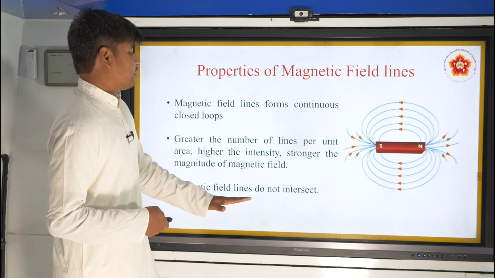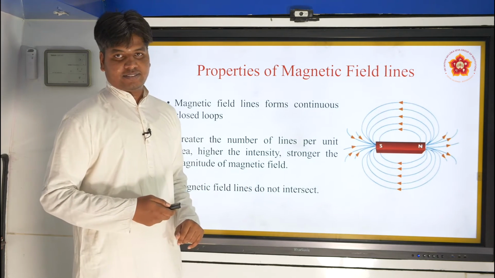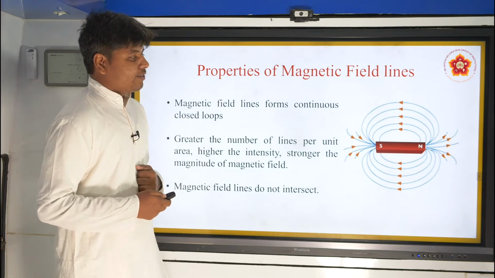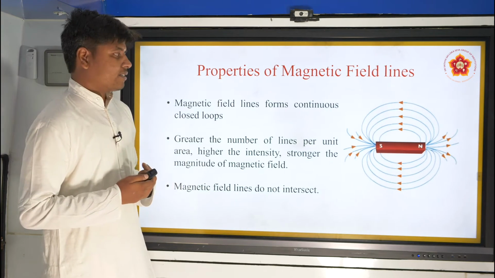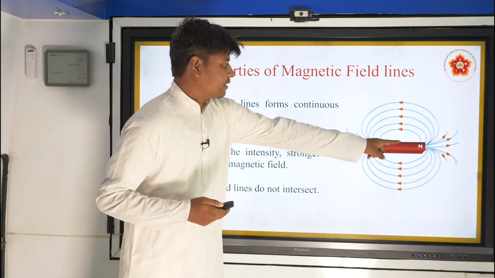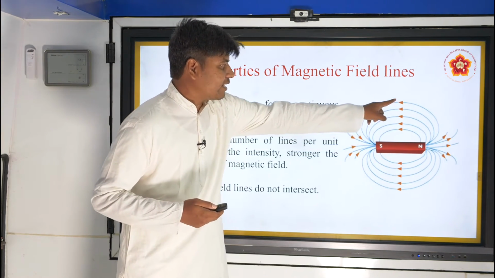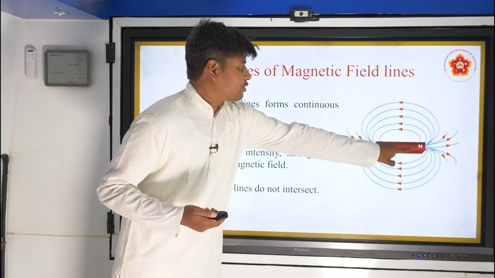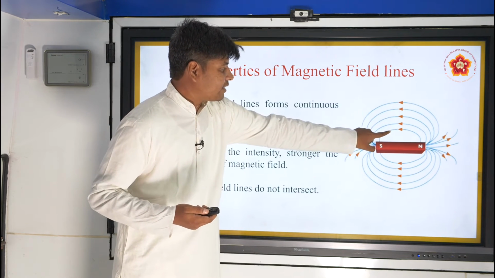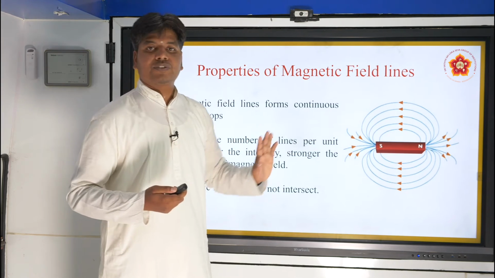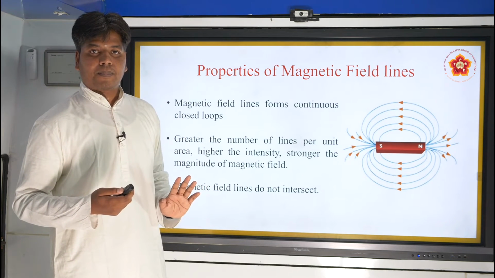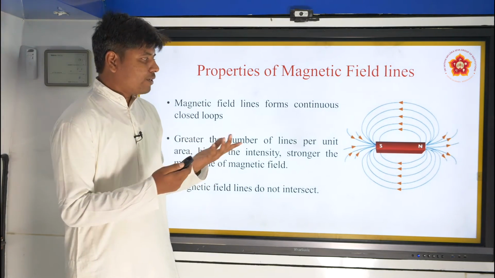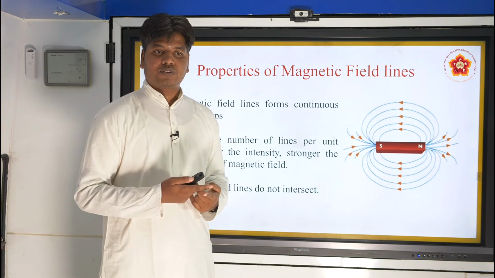Magnetic field lines do not intersect. Why does it not intersect? You can clearly see it is not intersecting. Does any line intersect with any other line? No, nobody. Each is going by itself, coming back. It is not interfering with this line, or this line is not interfering with that line. Why is it happening? Why shouldn't the lines cross each other?